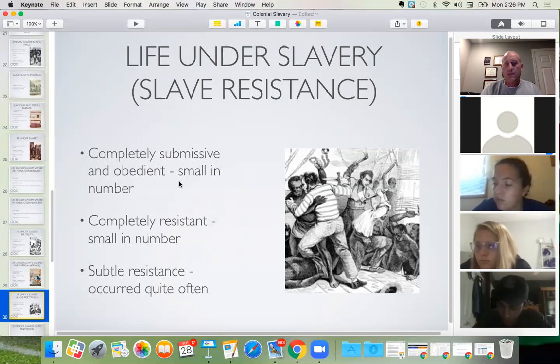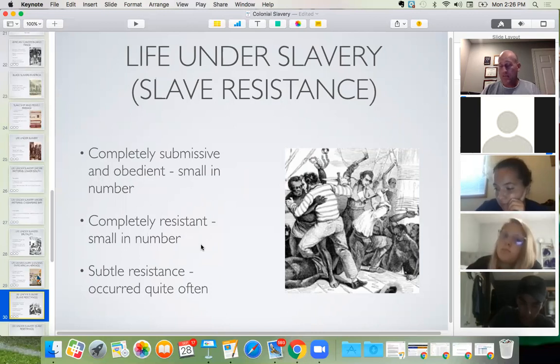Completely submissive and obedient is a small number. Most slaves are not completely submissive and obedient, who just say yes, sir, yes, sir, work really hard, and do everything they were told, right? Most slaves are not like that, okay? Completely resistant is also small in number, because of the consequences. Severe punishment, sometimes death. So there weren't a lot of those either, okay?